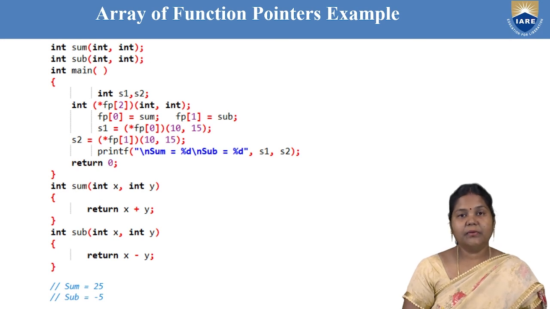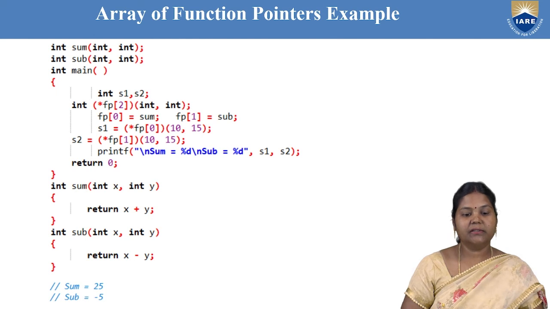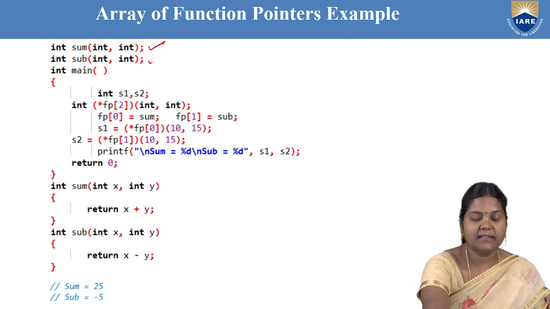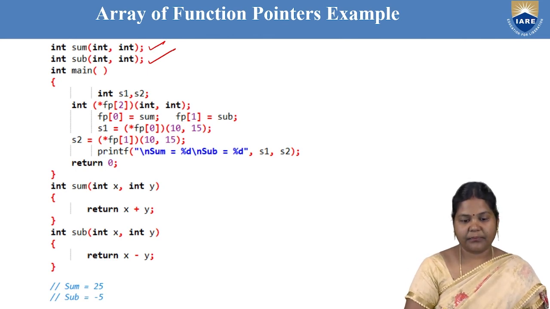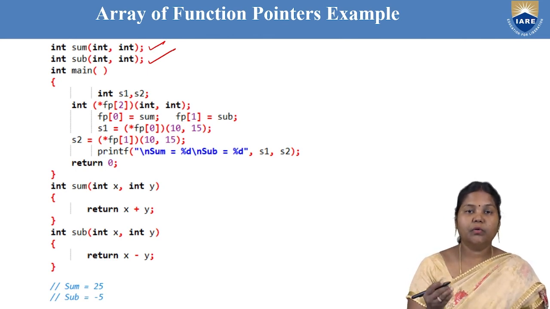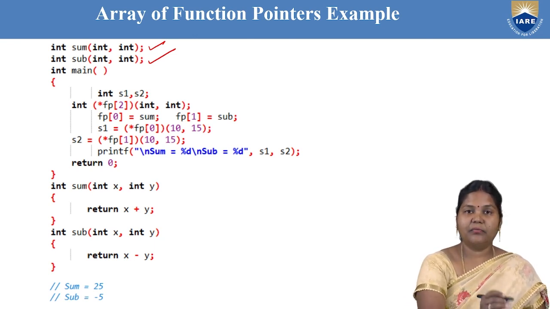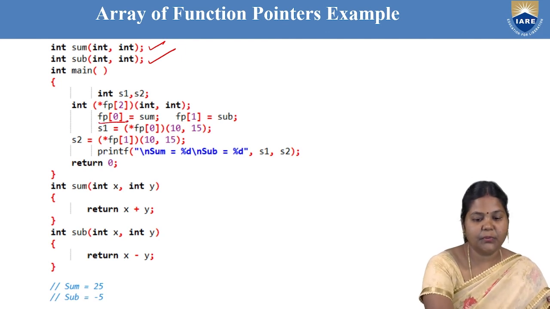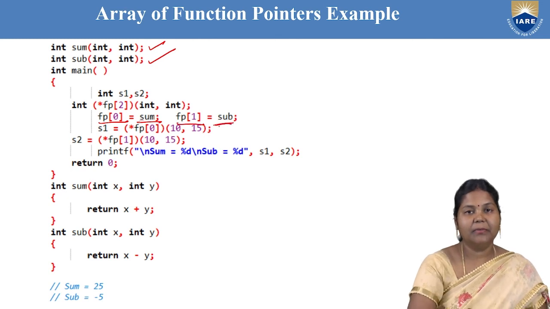Similarly, we can write an array of function pointers also. How to write an array of function pointers? Suppose sum is a function and sub is a function. Both take arguments and have a return type. So we have to declare two function pointers, one which will hold the address of sum and the other which will hold the address of the subtraction function. So we have declared an array of function pointers. So fp of 0 contains the address of sum, fp of 1 contains the address of sub.